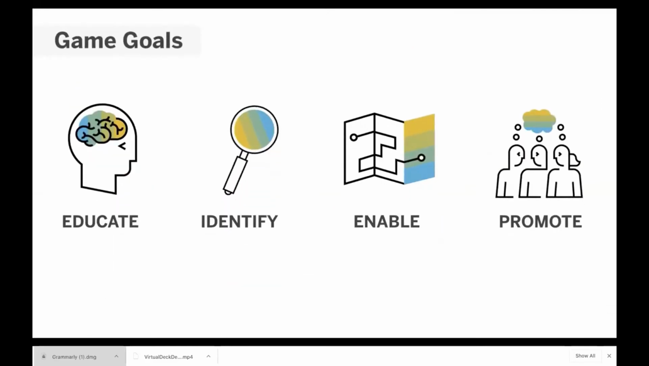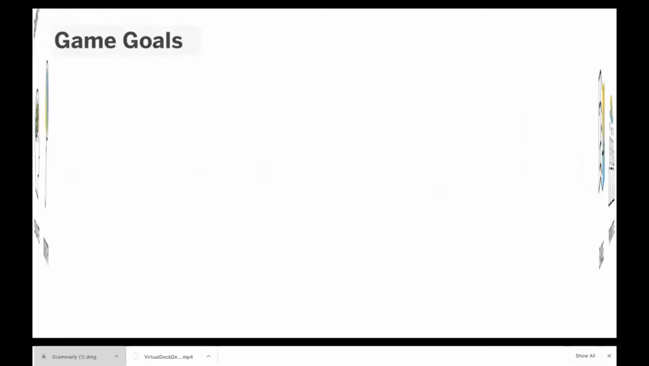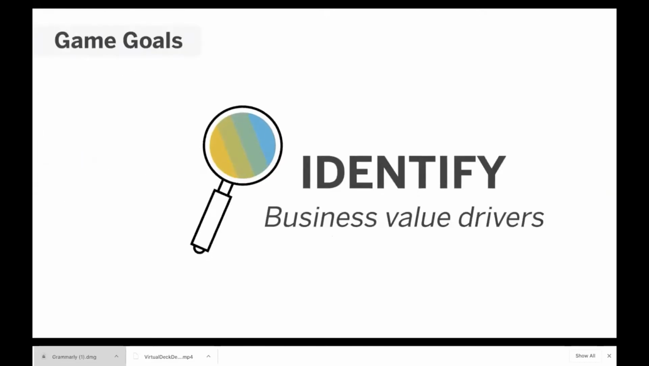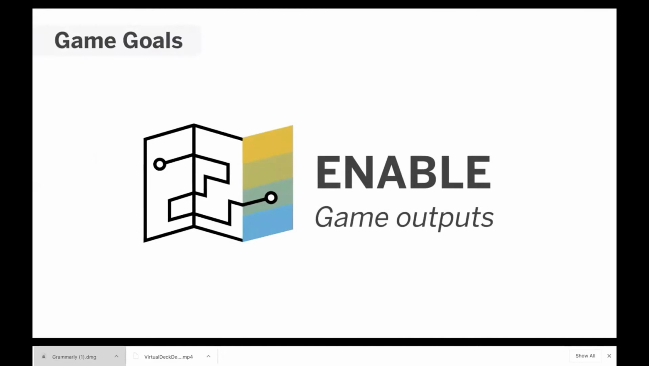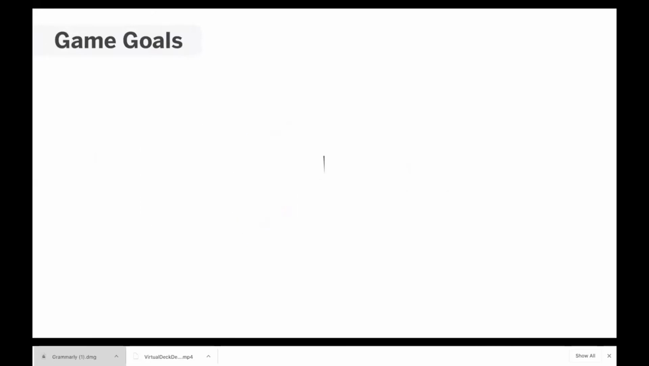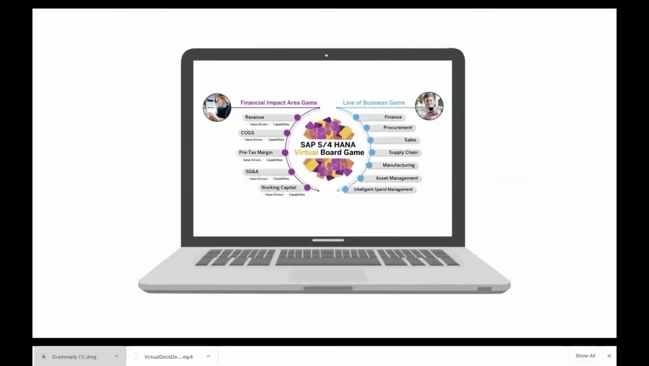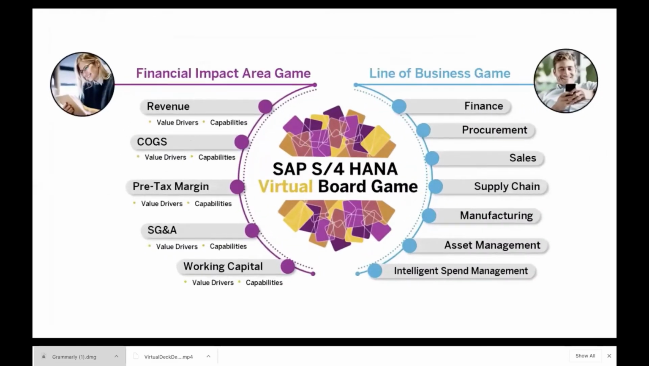The goals of the board game are to educate, identify, enable, and promote. The first goal of the game is to educate by providing a program overview that increases players' knowledge of the SAP S4HANA solution capabilities. The next goal is to identify by providing the opportunity to discuss players' current situation to help discover achievable business value drivers. Next, the game enables players by creating realistic game outputs for in-scope capabilities. And finally, to promote collaboration by using a fun and interactive approach that allows all players to engage and collaborate while playing the game. Now let's take a look at a few of the game elements.